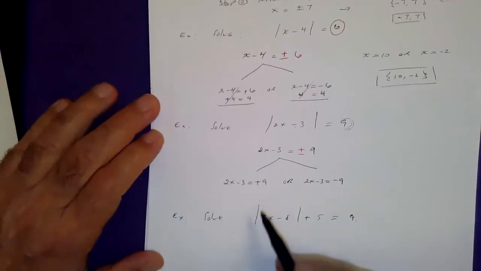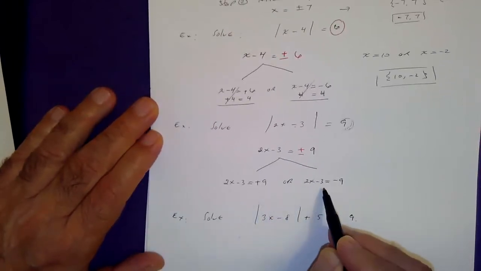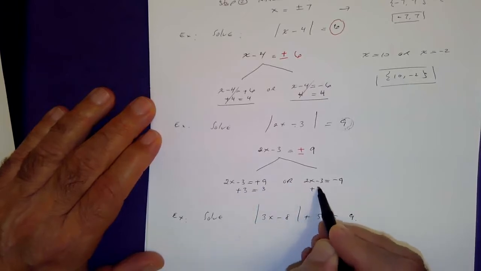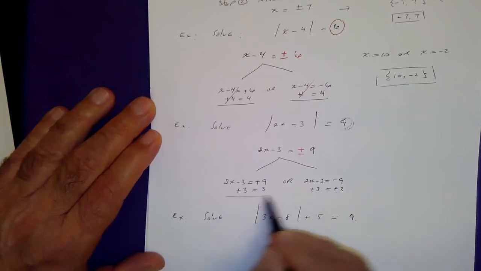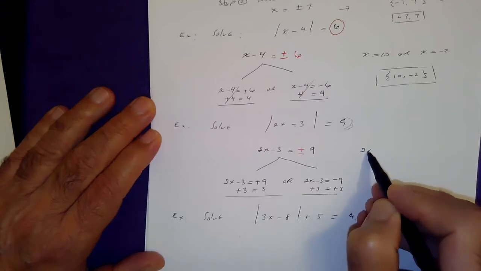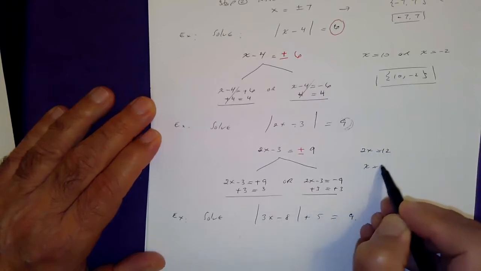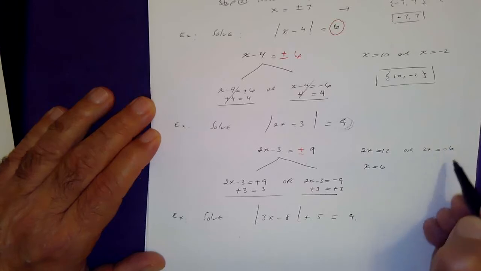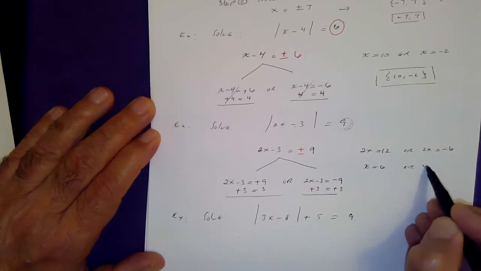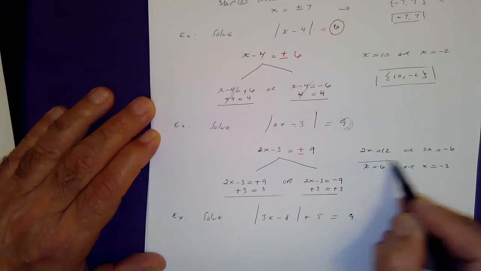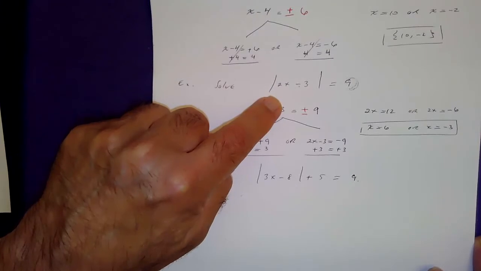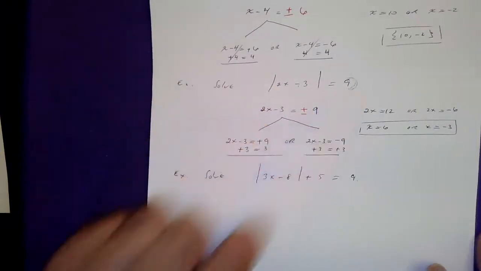So I have to solve two equations one at a time. First, I add 3 to both sides of these two equations. So I get what? 2x is equal to 12, so x is equal to 6. Or 2x is equal to what? Negative 6, so x is equal to what? Negative 3. So those are my solutions. Once again, two solutions when you have absolute value and a positive number on the right side.